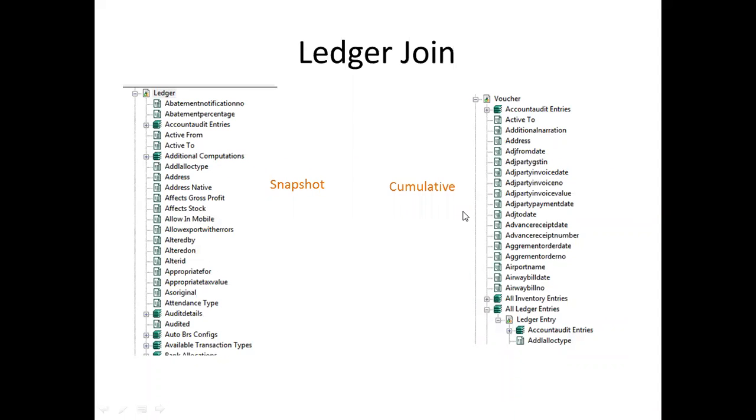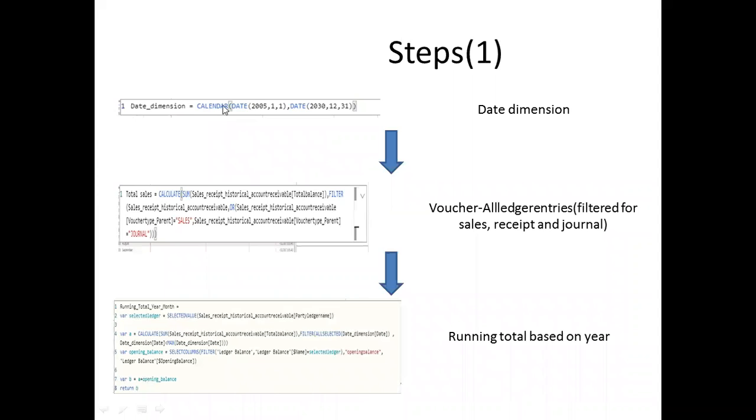So this is my snapshot and this is the cumulative. Then we made a date dimension. The date dimension was joined with this aggregate. And for the total sales in this particular case, we're taking sales as well as general in terms of the voucher type parent, right? And we've calculated the sum. And then we have done a running total based on the year.